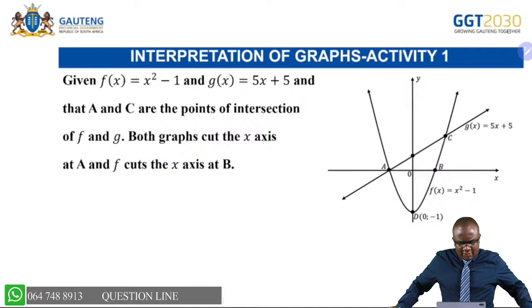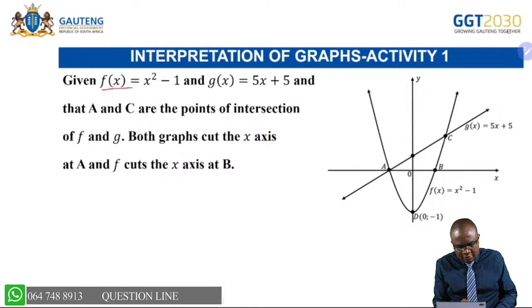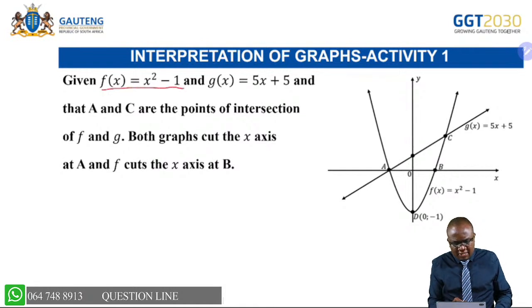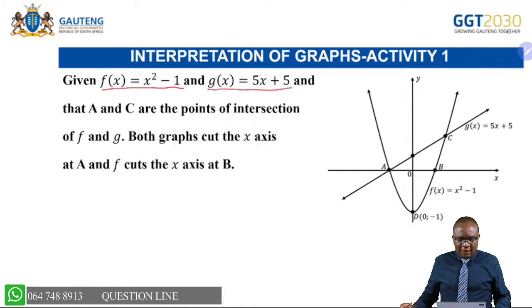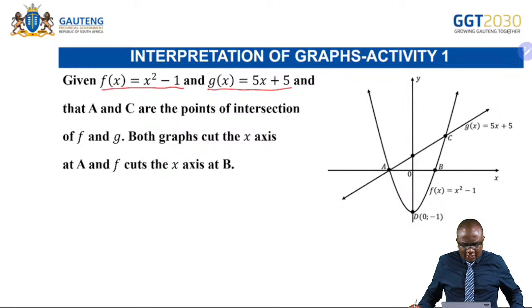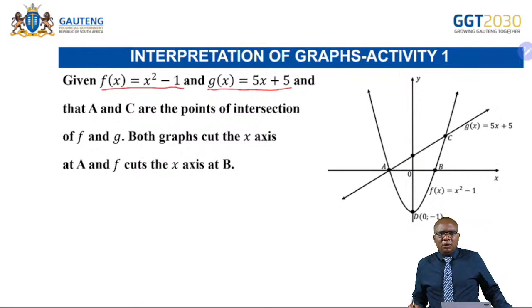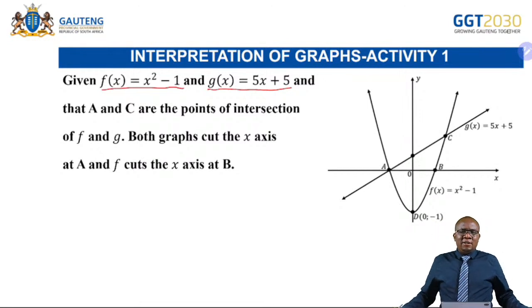Given f of x is equal to x squared minus 1, and g of x is equal to 5x plus 5, and that A and C are the points of intersection of f and g. Both graphs cut the x-axis at A, and f cuts the x-axis at B. What is the common mistake here?